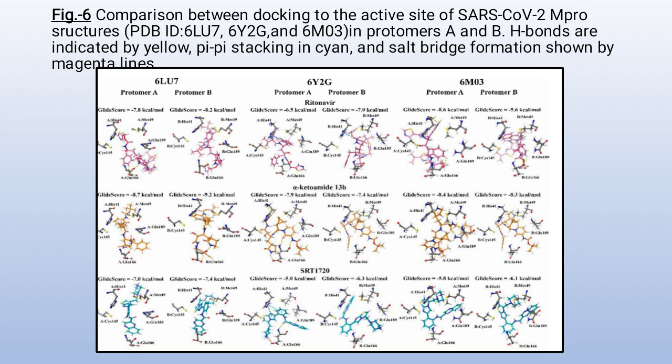This figure shows the comparison between the docking to the active site of the virus MPRO structures with three different PDB IDs in both protomer A and B. Hydrogen bonds are indicated by yellow color, pi-pi stacking in cyan, and salt-bridge formation by magenta lines.